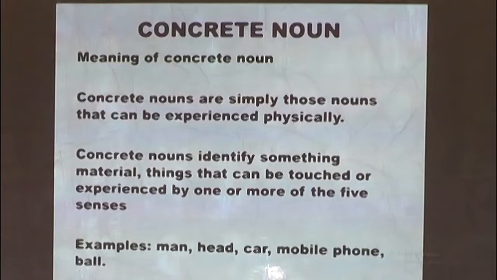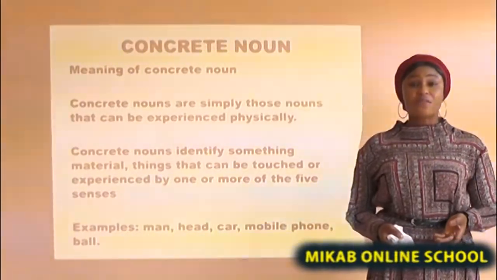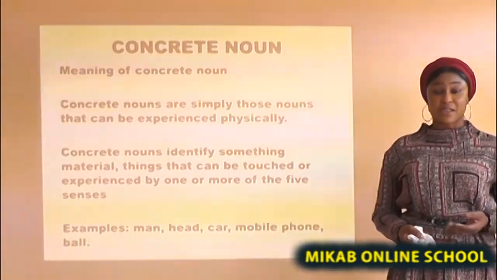They have physical appearance. They are things that identify materials. They are nouns that identify material, things that can be touched, that can be experienced by one or more of the five senses. Of course, you know the five senses. They are smell, touch, taste, and your hearing, and even something you can also see. All these are the five senses we have.